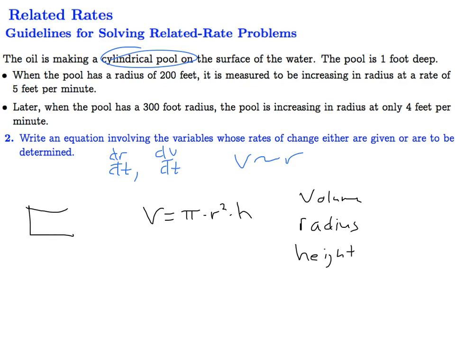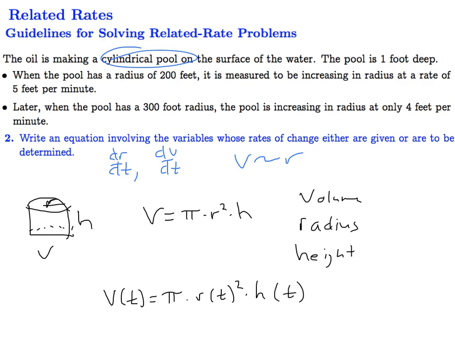So let's draw a quick diagram over here. Once again, excuse my cylinders. It has height h, radius r, and volume V. And the thing to remember is that these are all functions, okay? So we really have V of t is equal to pi times the radius of t squared times the height of t as a function. So functions, functions, functions.